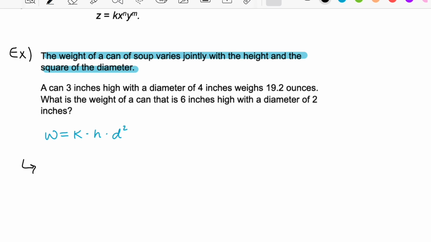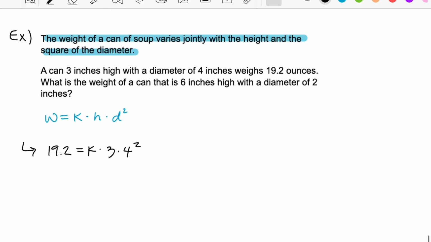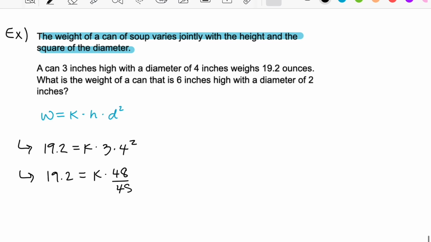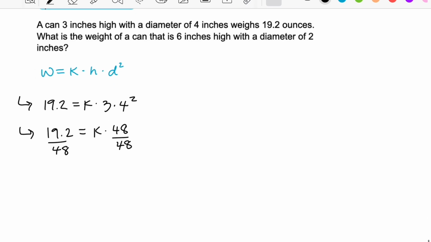Plugging in the given information, we have a can of soup that weighs 19.2 ounces, is 3 inches high, and has a diameter of 4 inches. Here we'll get 3 times 16, so that'll be 48. So we'll have 19.2 is equal to k times 48. Then we'll divide by 48 on both sides to solve for k. So we'll get k is equal to 0.4.